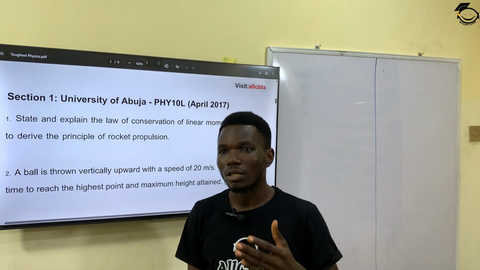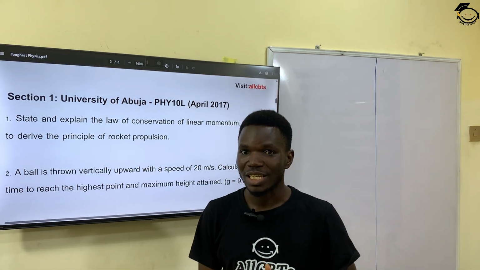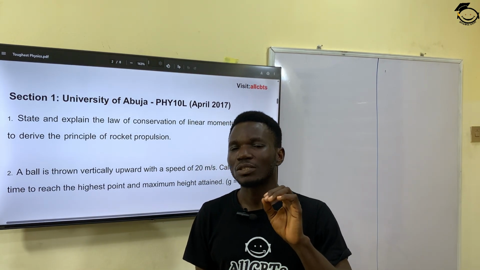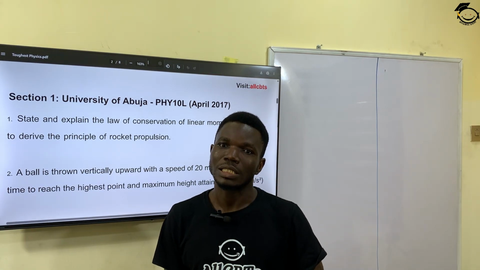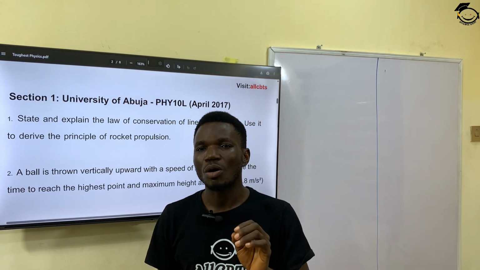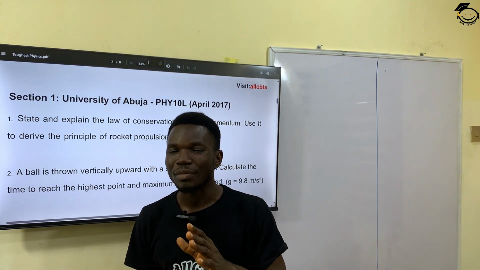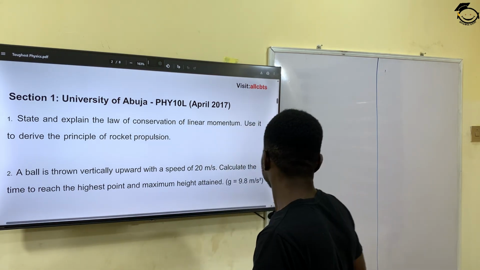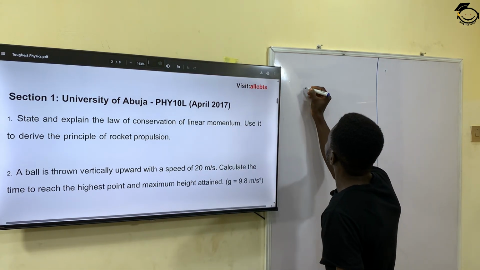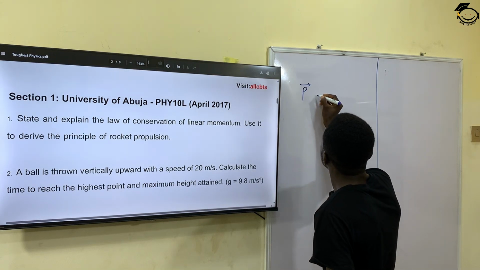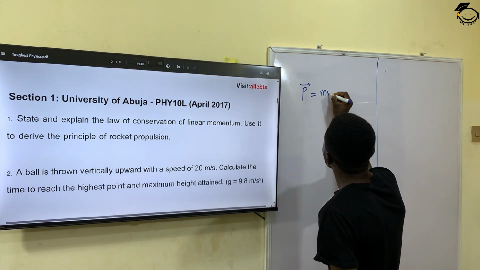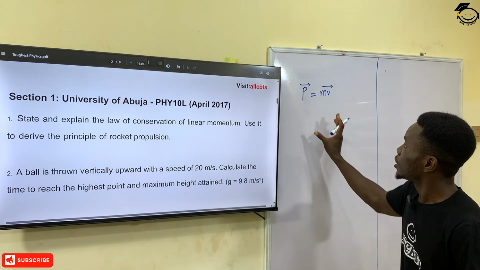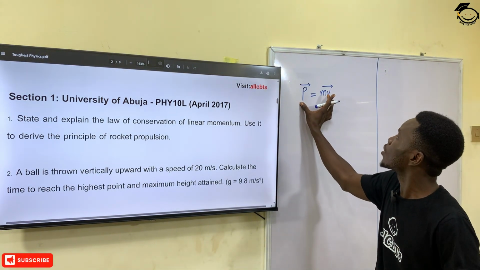So the law of conservation of linear momentum simply says that in a closed system of particles, the total momentum in the system is constant. This simply means that the total momentum before collision in a closed system is equal to the total momentum after collision. What is this saying? It's simply saying that momentum is equal to the mass times the velocity of that particular body. This is momentum in a closed system.